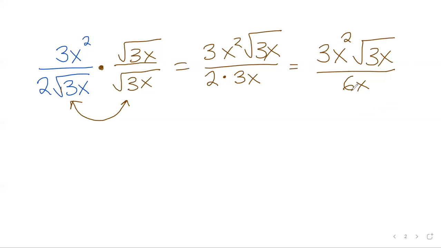The top and the bottom have a 3 in common. They also have an x in common. So we could reduce what we thought was going to be our final answer here. So the 3 and the 6 reduce to a 1, which I don't need to write, and a 2 on the bottom. X squared over x, so a single x cancels and we're just left with x on the top. And so this would actually be our final answer. There's no radicals in the denominator, and just like any other fraction, it's fully reduced.